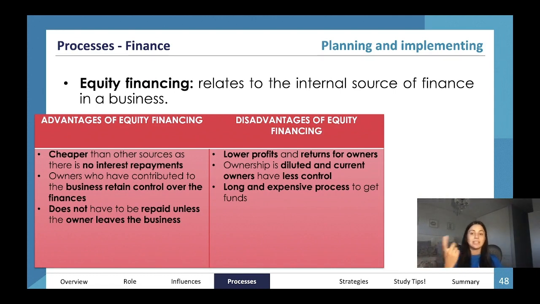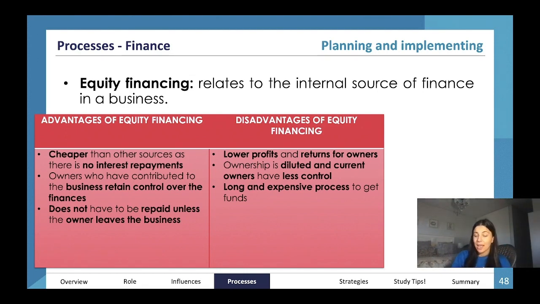Equity financing is the internal source of finance in a business. It's cheaper than other sources because there's no interest repayments. Owners who have contributed to the business retain control over their finances. And it doesn't have to be repaid unless the owner leaves the business. So overall equity is a cheaper option. And as long as it's the owner who's putting in their retained profits, they can still retain that control.